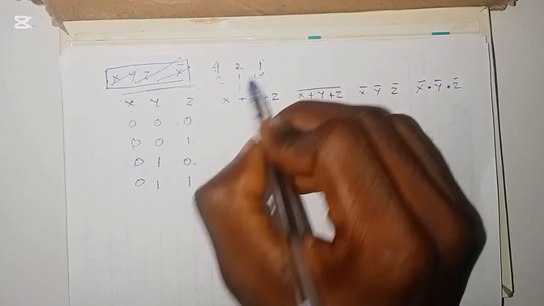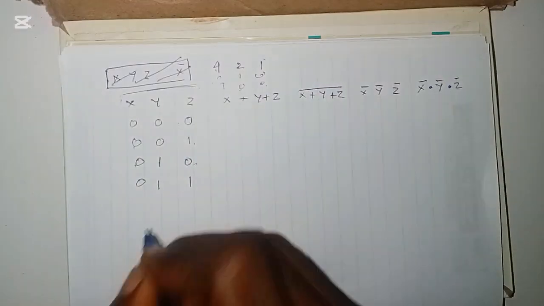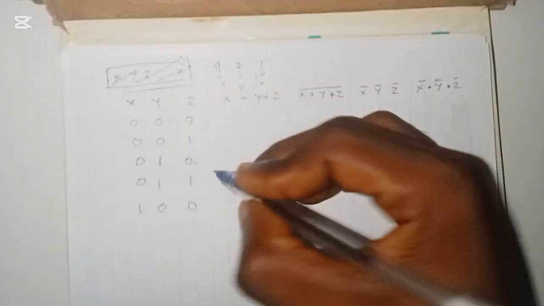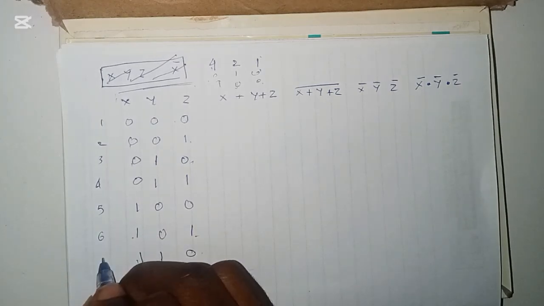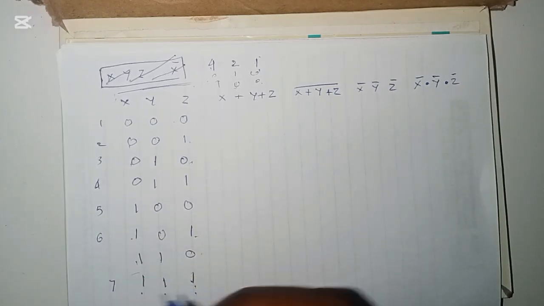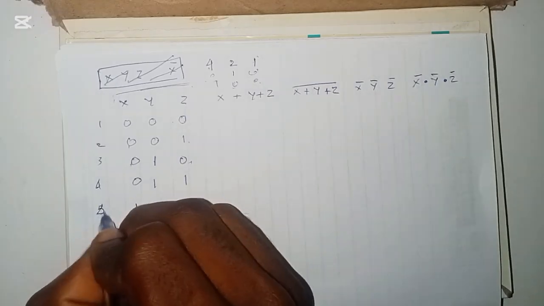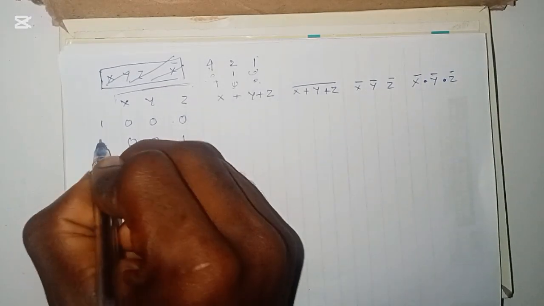The next one will be 4, which will be 1 0 0. So the next one will be 5, which will be 1 0 1, which is 4 plus 1, that is 5. This one will be 6, 1 1 0, that will be 4 plus 2, 6. Next one will be 7, 1 1 1, 4 plus 2 plus 1, which is 7. So that's how we got this: 7 6 5 4 3 2 1 0.